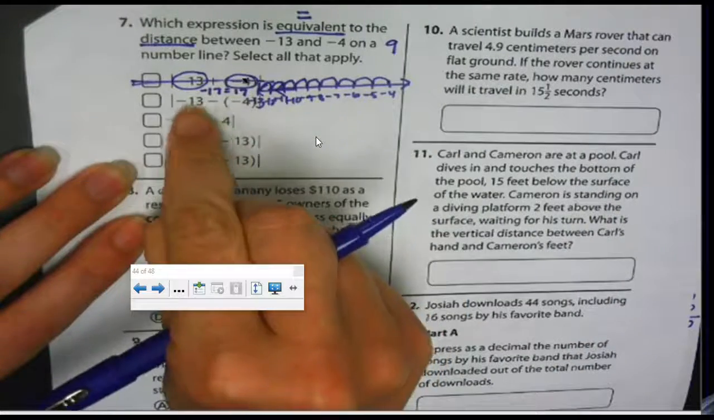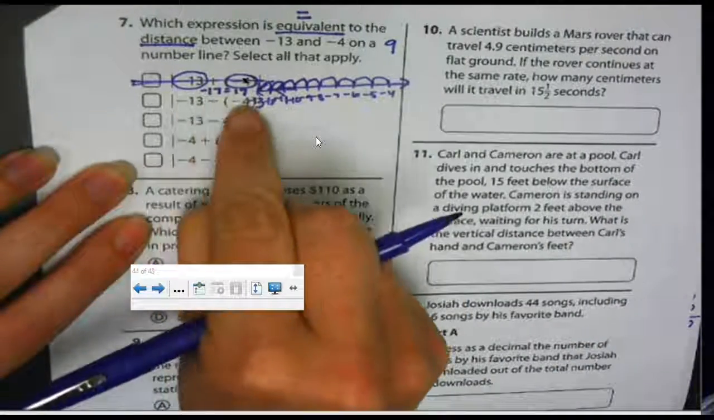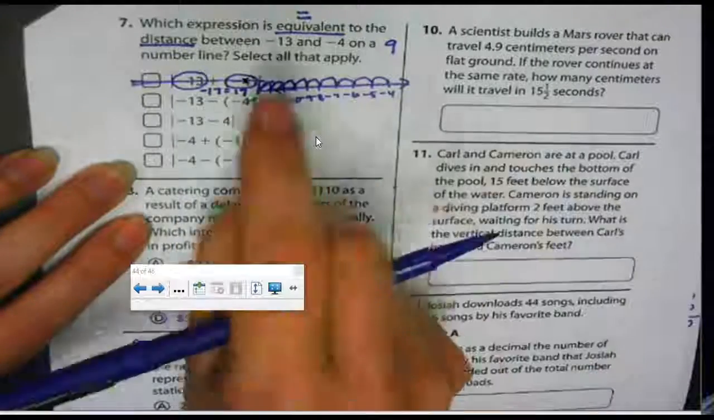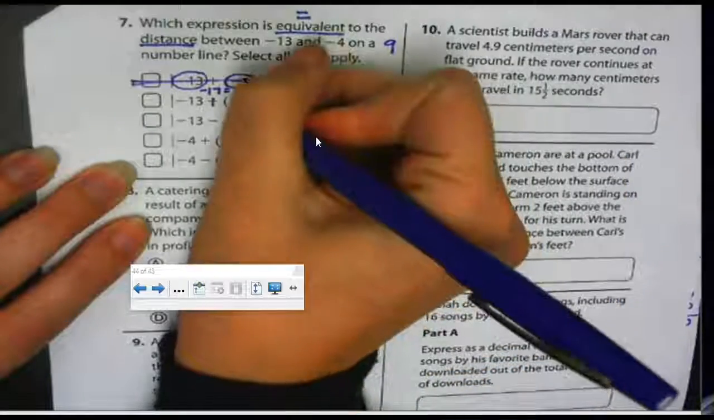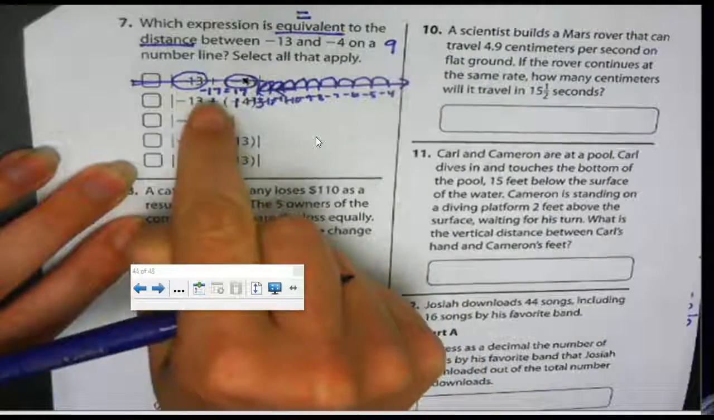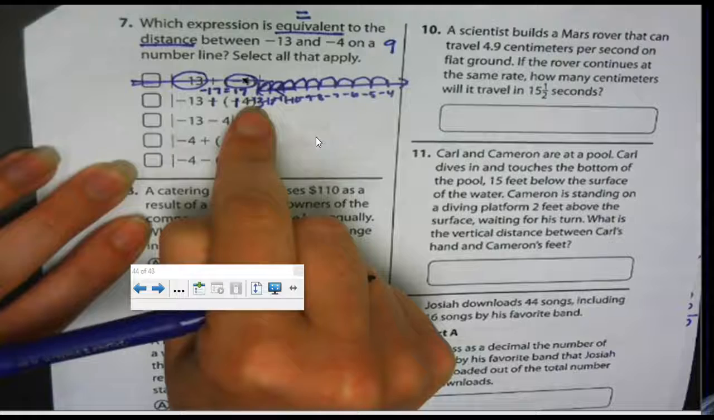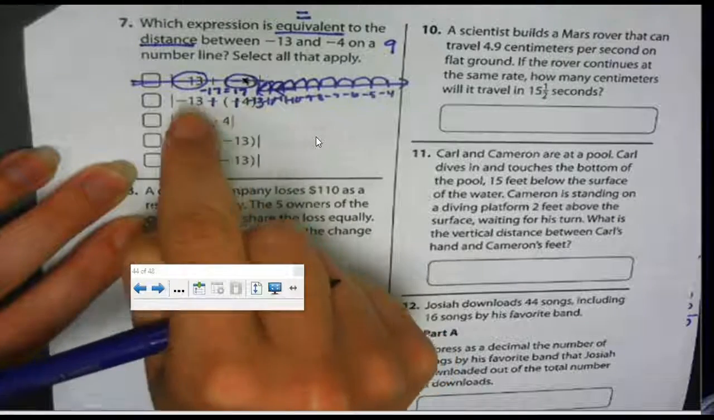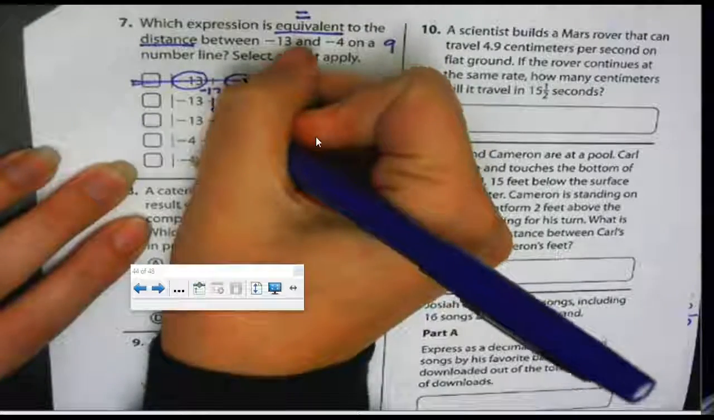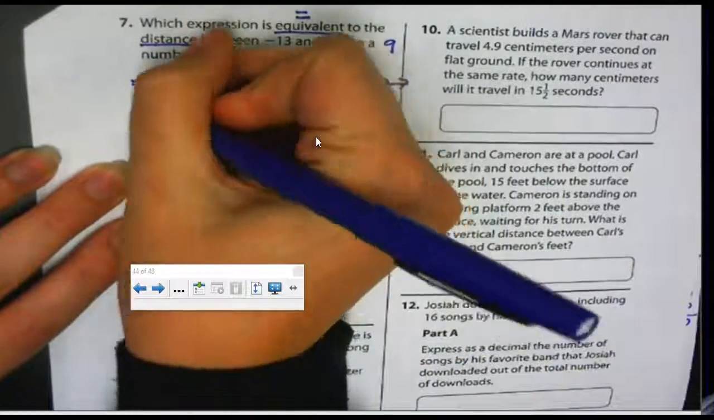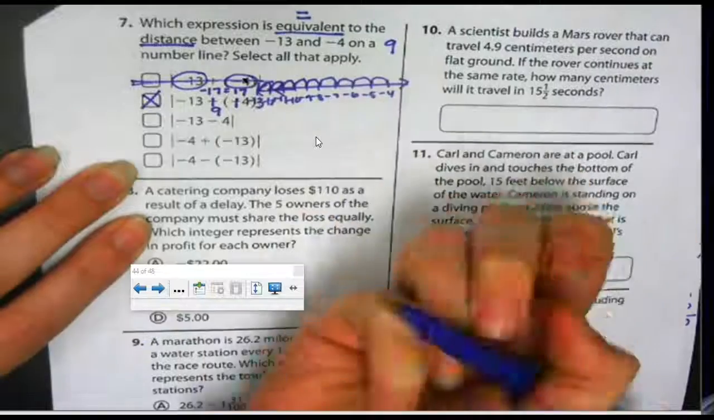I have a negative 13 minus negative 4. Remember, we cannot subtract integers. So remember, we keep the first one. We change the sign. And we change the sign of the second number. So now I have a negative 13 and a positive 4. Since the signs are different, I'm going to subtract. 13 minus 4 is 9, and that would be a negative 9, but again, it's absolute value, so it's a positive 9. So this option is equal to 9.